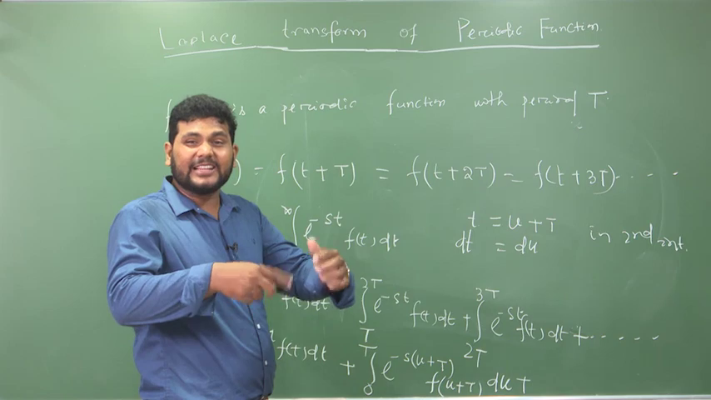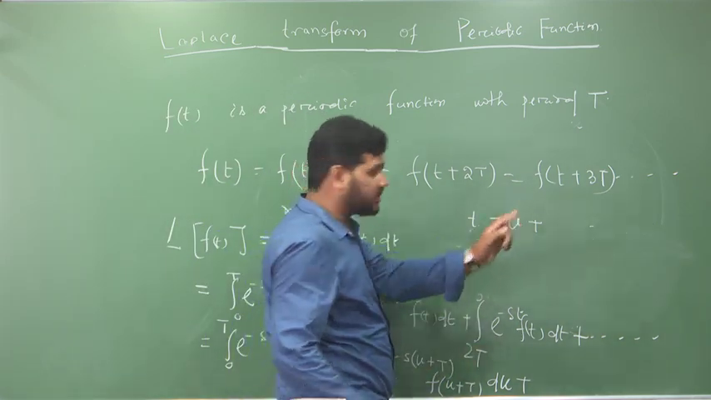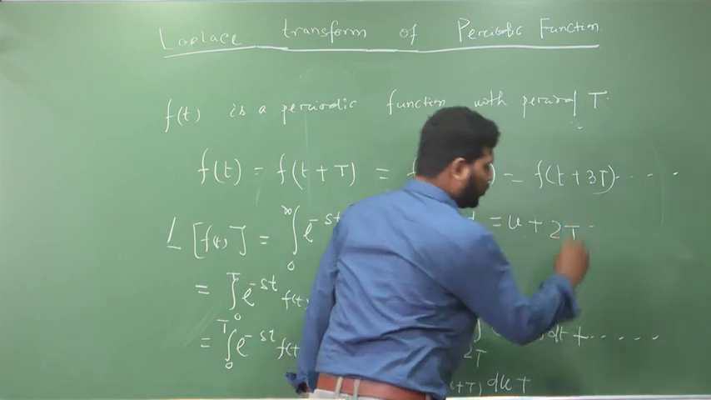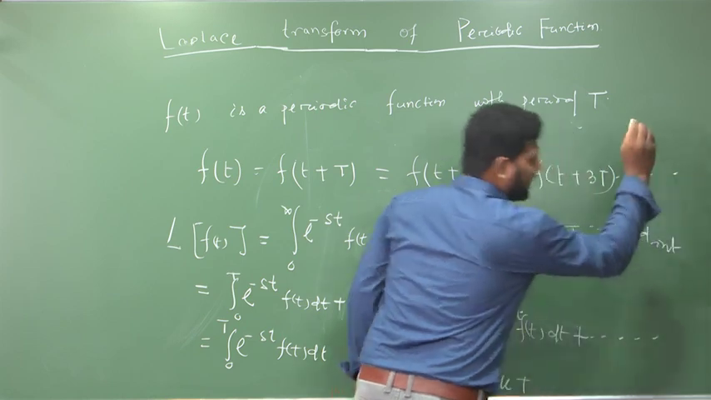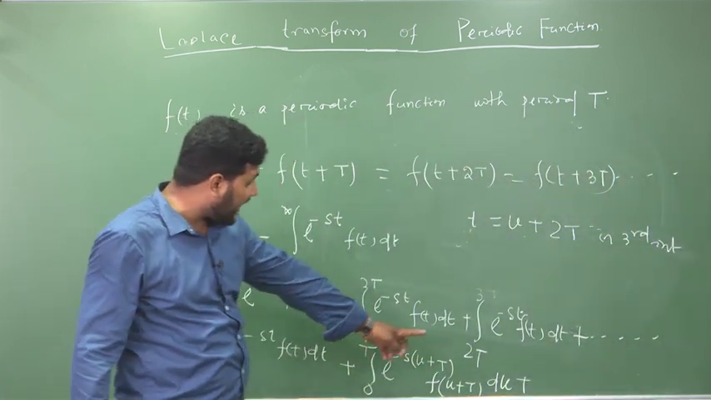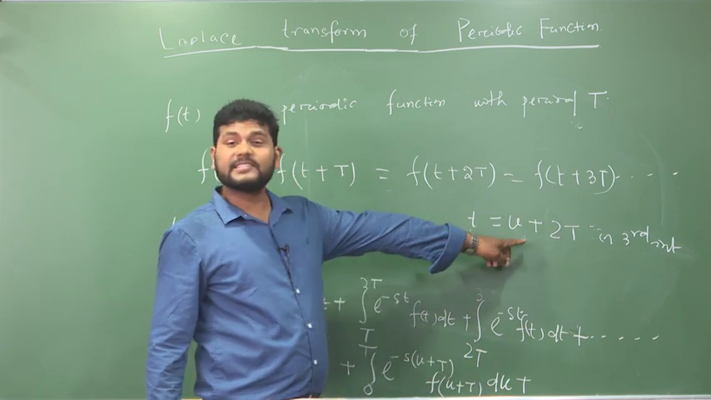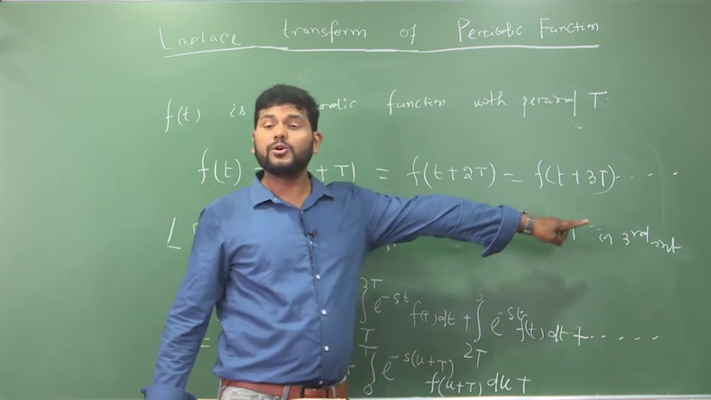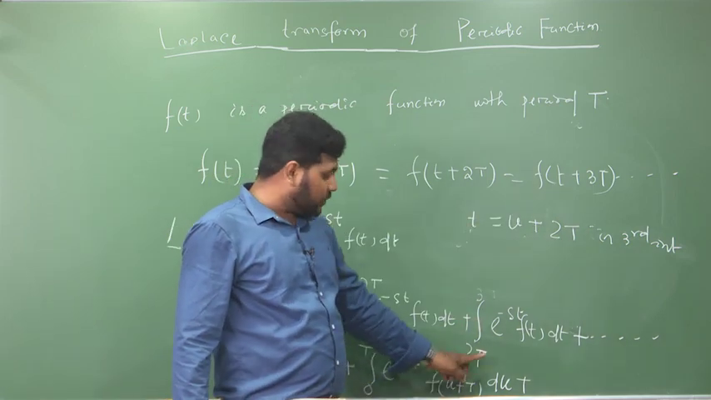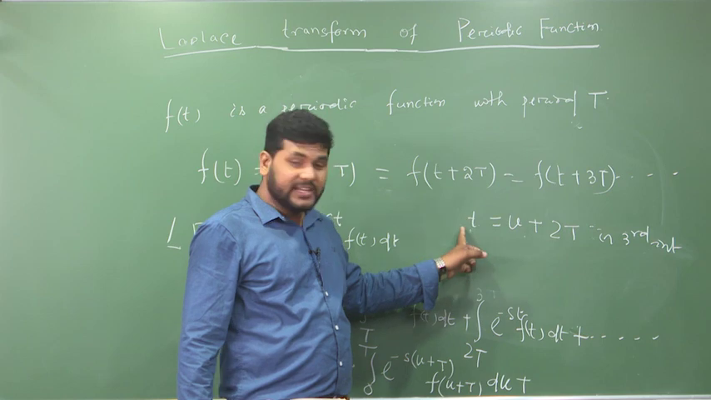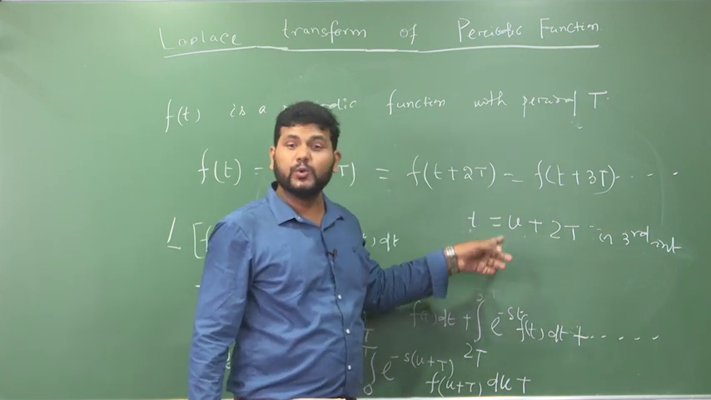Done. So the first integral and second integral are complete. For the third integral, I will use another technique: t equal to u plus 2T. Look at my third integral. Small t is substituted with a new variable u plus 2T. When small t is 2T, the 2T will cancel. What is left with me? u equal to 0.